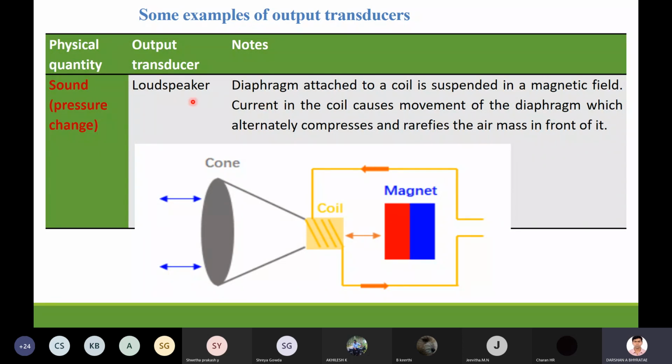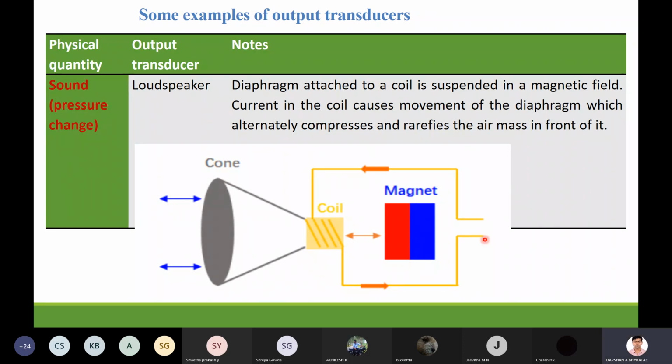Let me explain the working principle of my loudspeaker. As you saw in the diaphragm, the same concept is implemented in the loudspeaker also. The coil is wound on the diaphragm and it is suspended in the magnetic field. Whenever the electrical signal appears, the diaphragm vibrates, and based on that it converts the electrical signal into sound energy, or a physical quantity. That is the quite opposite working principle of a microphone's diaphragm.